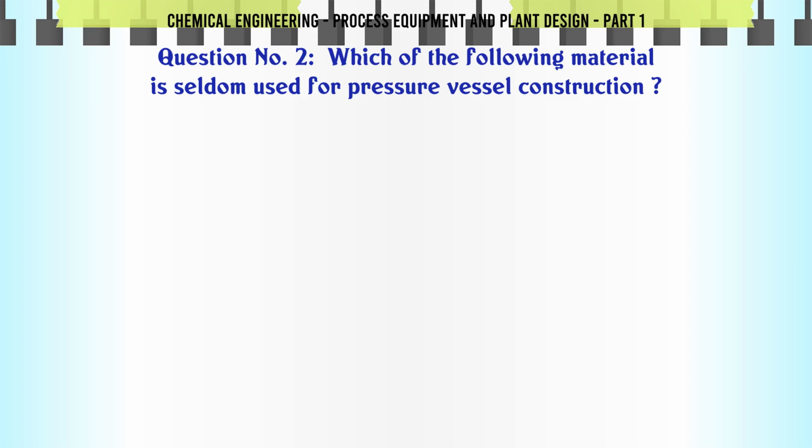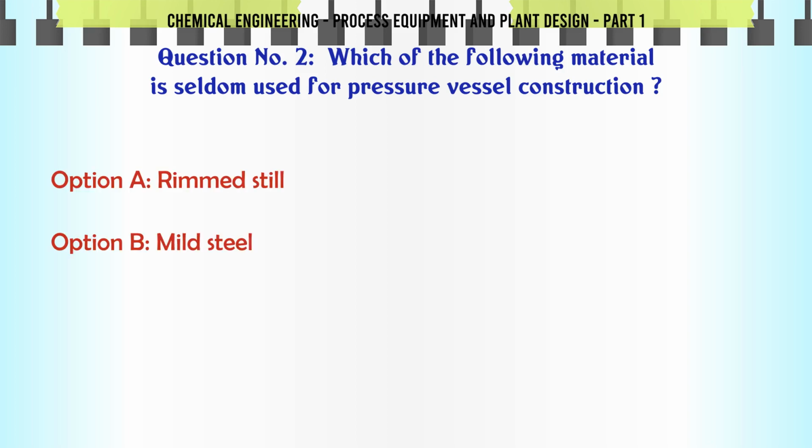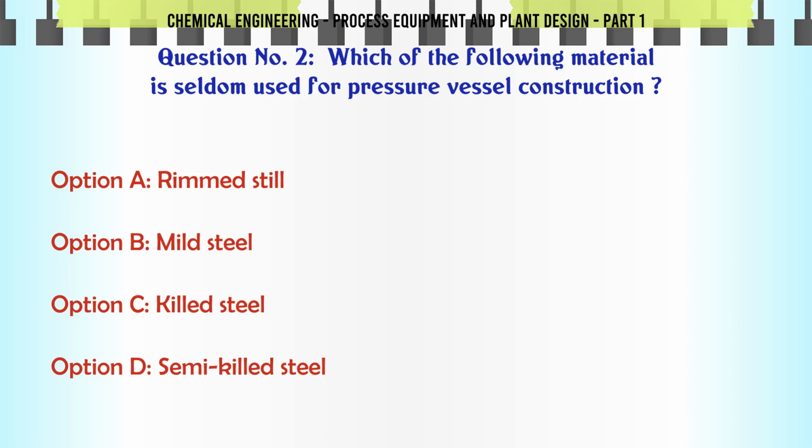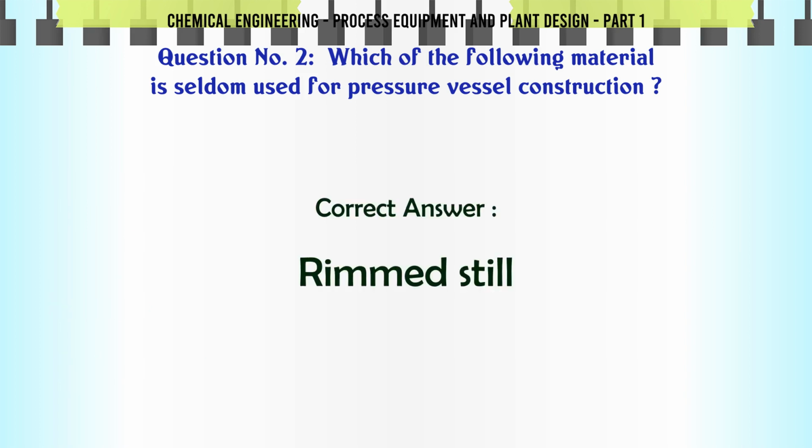Green. Which of the following material is seldom used for pressure vessel construction? A. rimmed steel, B. mild steel, C. kiln steel, D. semi-kiln steel. The correct answer is rimmed steel.